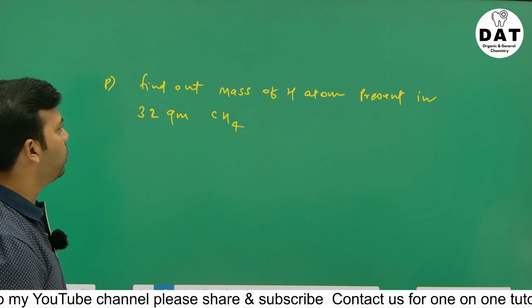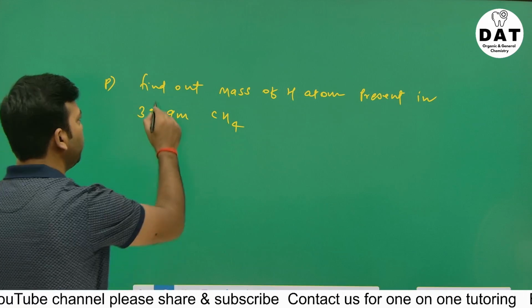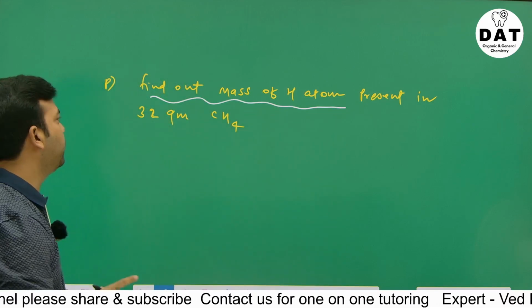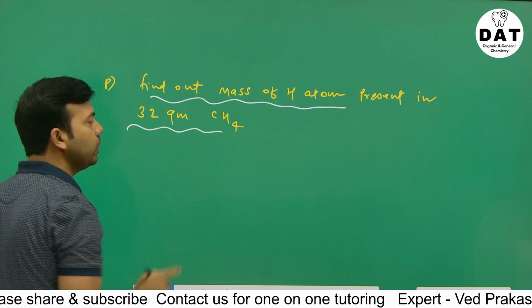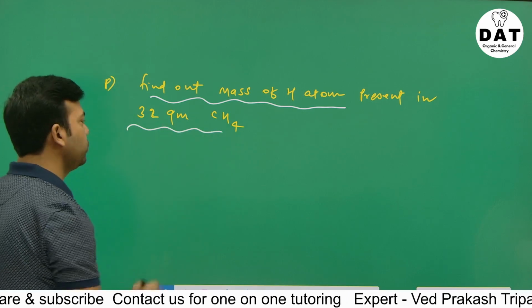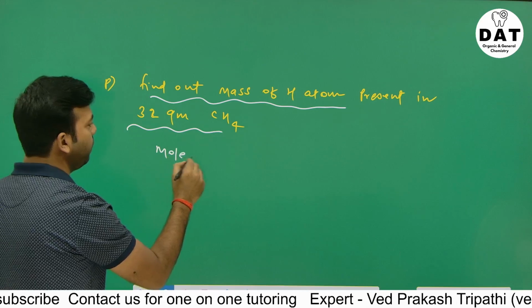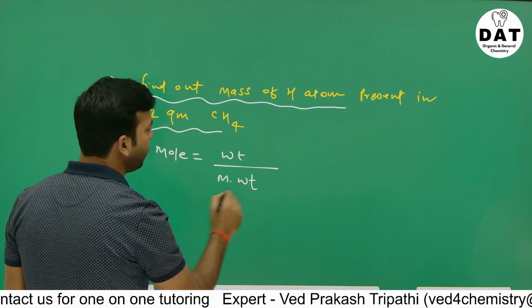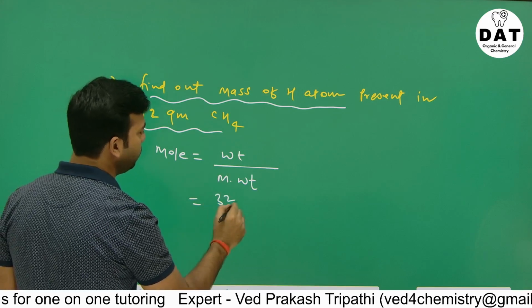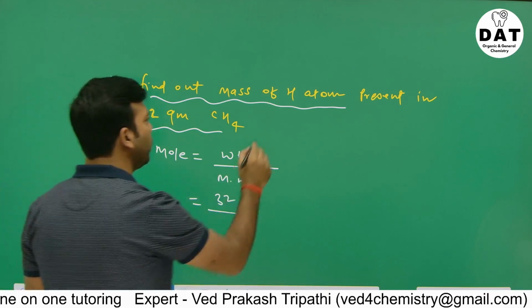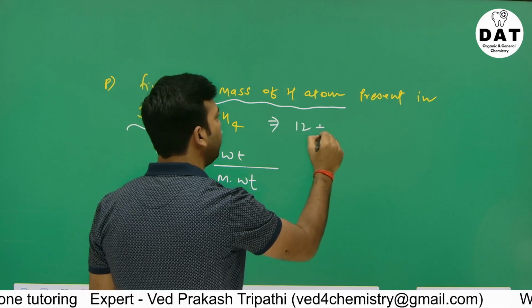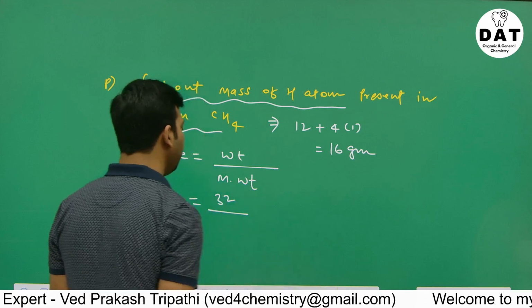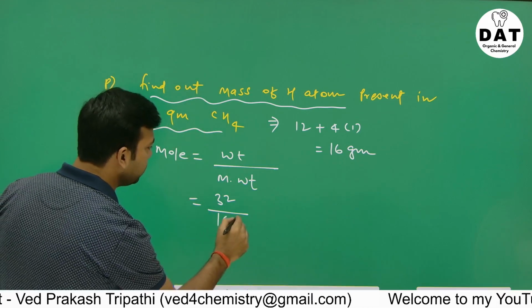Okay, find out the mass of hydrogen atom present in 32 gram CH4. This is a very good question. First job is to find out its mole. Mole is equal to weight upon molecular weight. How much weight? 32. How much molecular weight? Carbon is 12 and 4 into 1, so 16. So 32 divided by 16 is 2 mole.